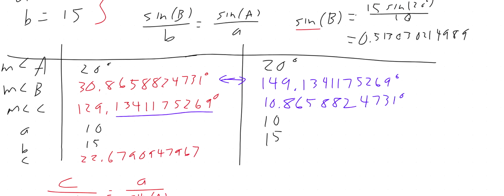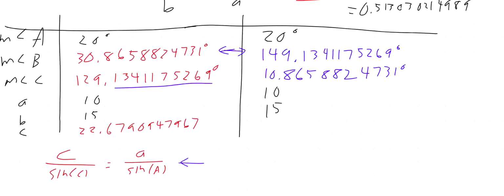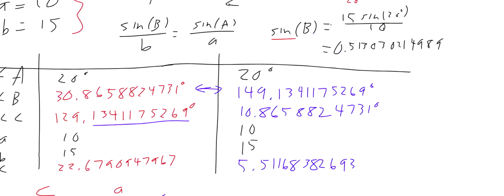Now, if we try to find side C, we're going to use the exact same equation we used before, but now different numbers. So getting rid of our big angle for C and putting in our small angle for C, we get 5.51168382693.